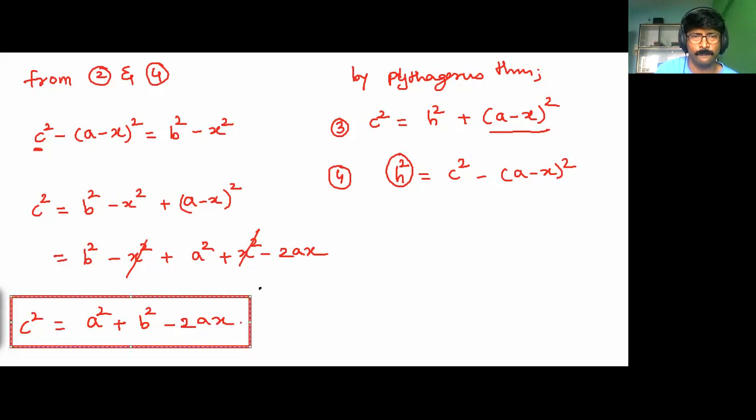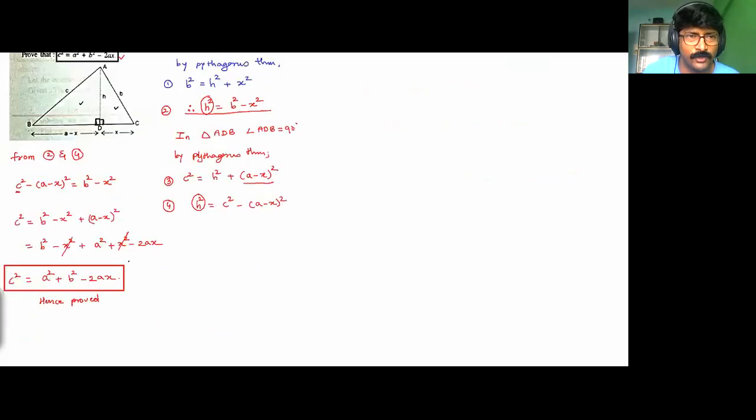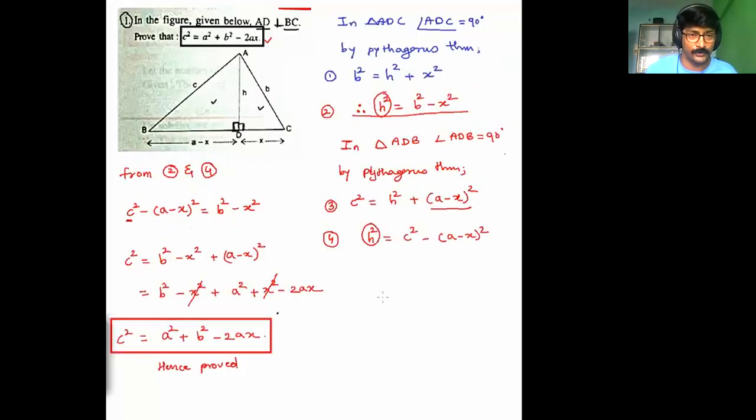Hence proved. You understood how to prove? Basically, this is geometry. These proofs are geometric proofs, but lots of algebra is involved in these sums. So many people get, oh my God, how will we be able to do it, and all that. Basically, all these things you can write below this. I just wanted to save space, so I have arranged it in this form.